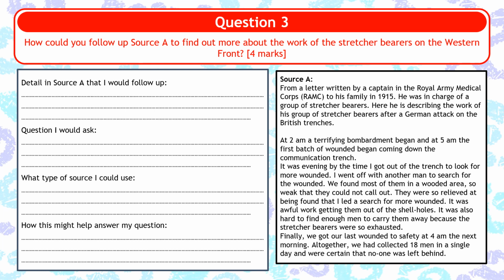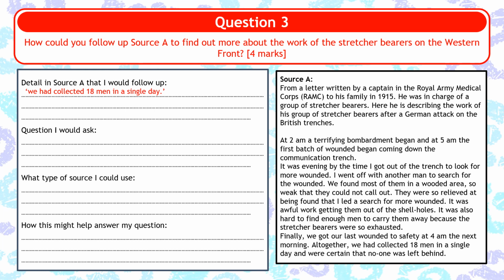So let's do it together. What do I want to pick out of this source to find out more about the stretcher bearers? Now, you're not actually going to be doing this research or finding out more, but this is almost like a plan. What would you do as a historian if you wanted to find out more from source A? So let's pick out a quote. I've chosen this one: "We had collected 18 men in a single day."